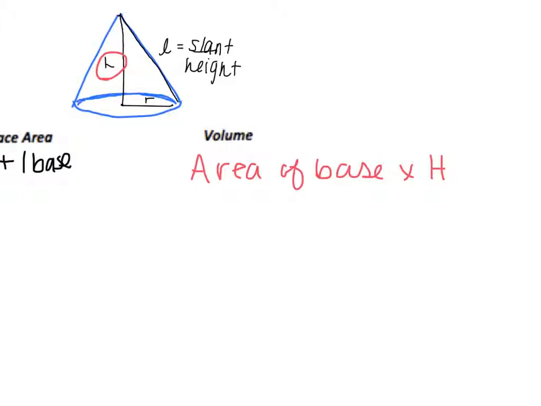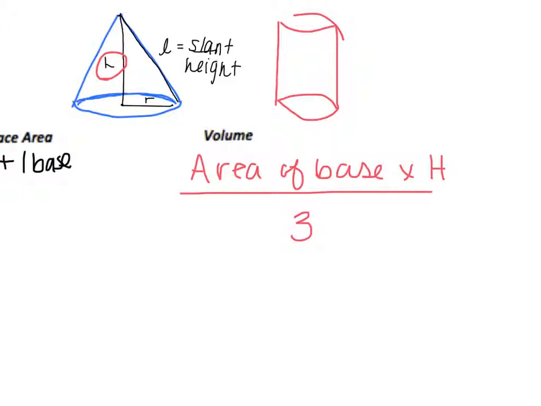The way this is different, if I had a cylinder with the same radius and the same height that a cone does, the volumes are not going to be the same. So the volume of the cone is actually 1/3 the volume of the cylinder. So you're still going to think about the area of the base times the height, but you're going to divide it by 3, because I always say if everything comes to a point like a cone does, the volume is going to be divided by 3.